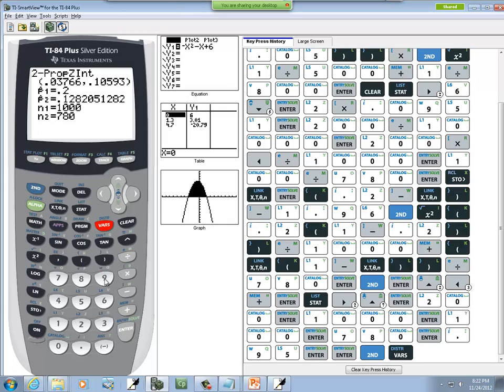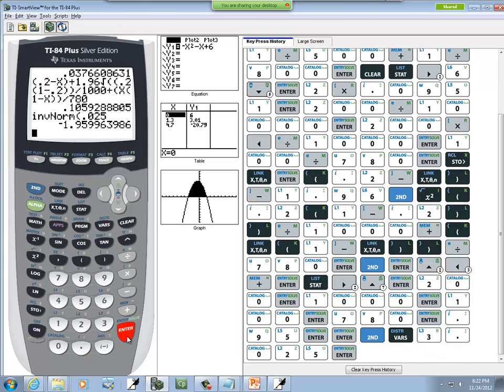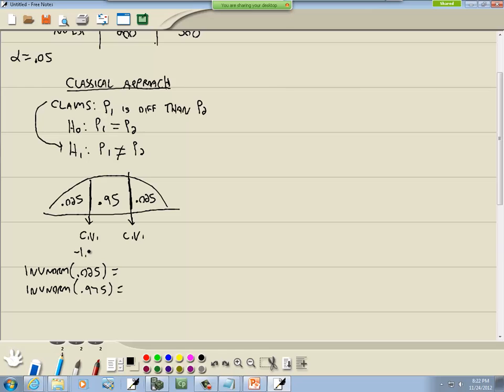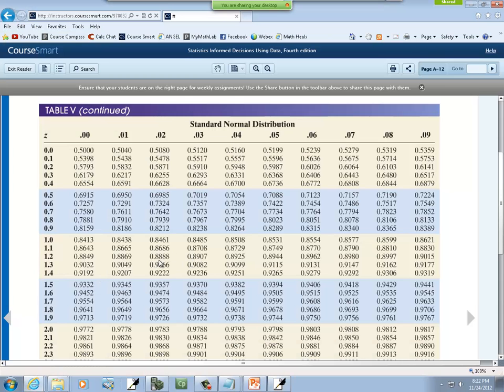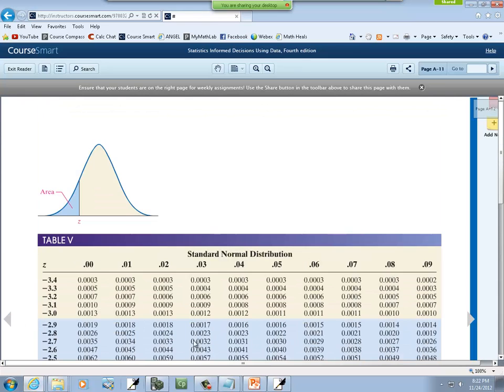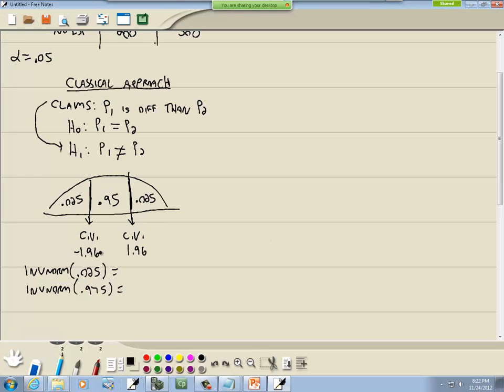Second, vars, INV norm, 0.025, enter. And then we get negative 1.96. And this would give us positive 1.96. Now, if I was using the tables, let me just show it real quick. I'm looking up 0.025. Here's 0.02. Here's 0.025. I come over here, it's negative 1.9. If I go up, the hundredths is 6. So that gives me my negative 1.96.